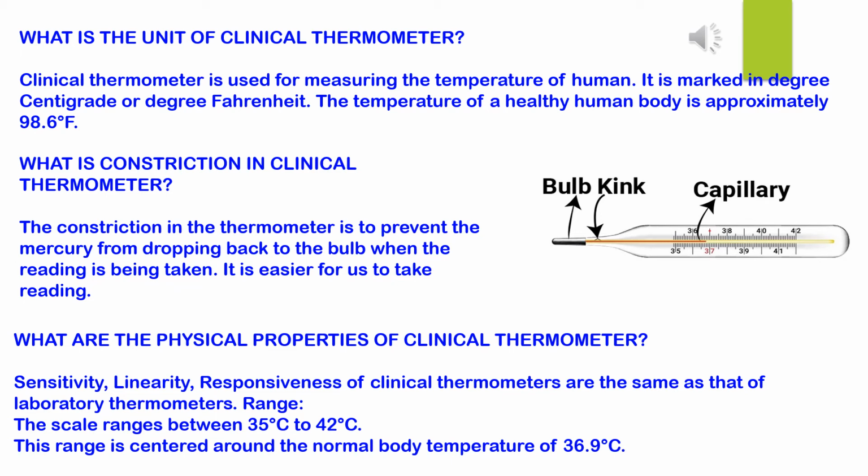What are the physical properties of a clinical thermometer? Sensitivity, linearity, responsiveness of clinical thermometers are the same as that of laboratory thermometers. The scale ranges between 35 degrees Celsius to 42 or 43 degrees Celsius. This range is centered around the normal body temperature of 36.9 degrees Celsius.